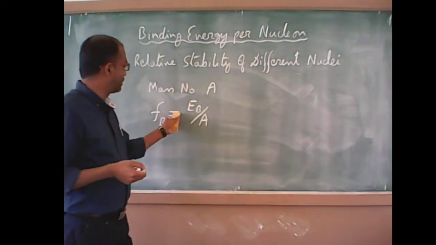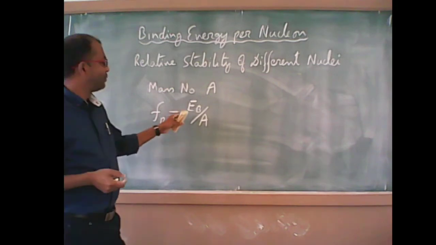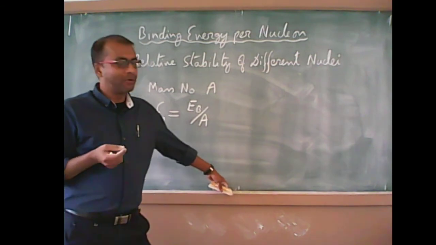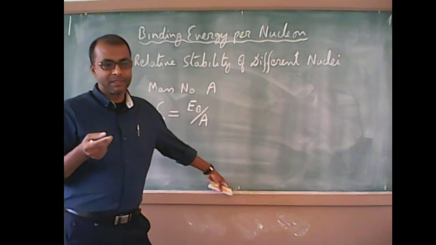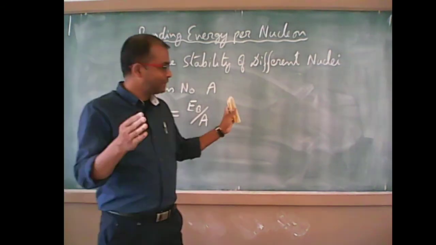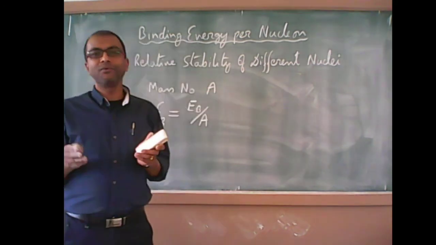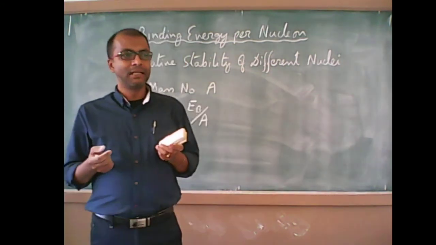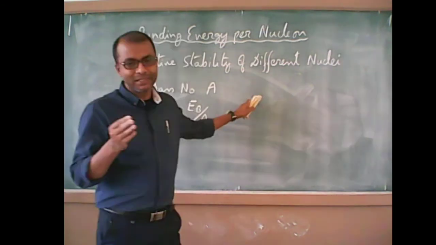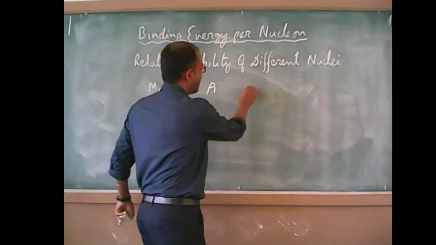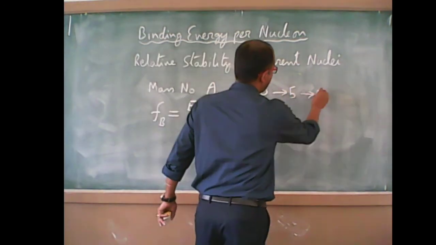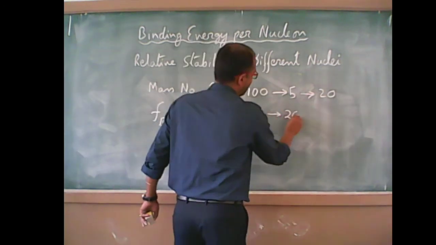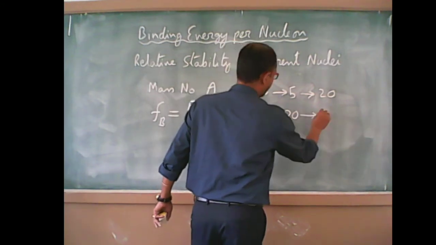A rough analogy that I usually talk about: suppose you have 100 rupees and you divide it among 5 persons, so per head we are getting 20 rupees. In another case, you have 200 rupees, but you divide it among 20 people, so per head you are getting 10 rupees. Which one is in a more advantageous position?